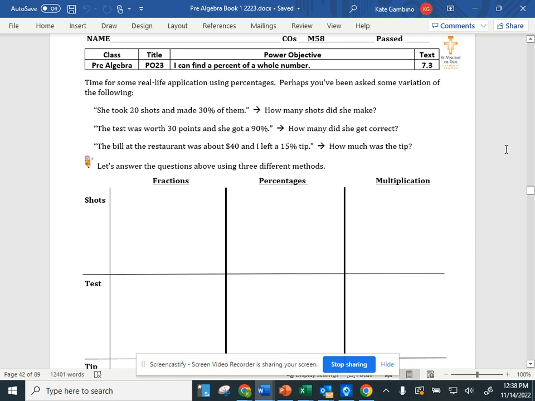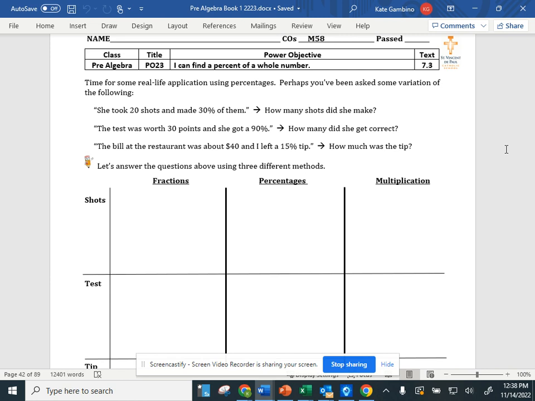Good afternoon. We are continuing with those percentages like we've been working on in our previous objectives. Today we are doing PO23. I can find a percent of a whole number. So now it's time for real life applications for using percentages.